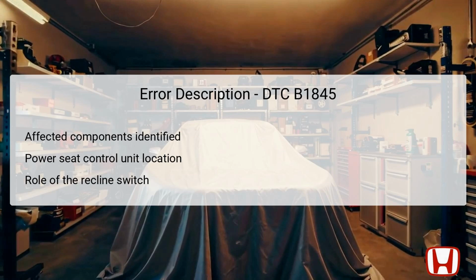A malfunction in either the switch or the control unit can render the seat unable to recline, causing significant inconvenience while driving. It's important to examine the connections and wiring associated with these components for any signs of wear or damage, as these can lead to circuit malfunction.